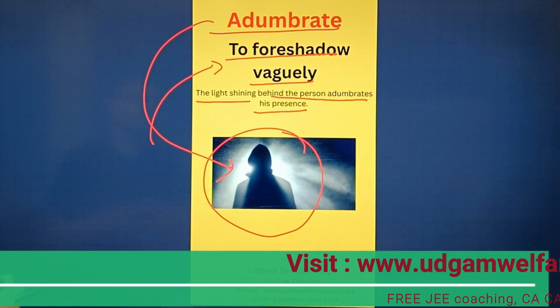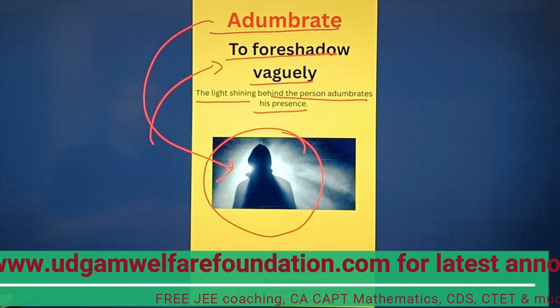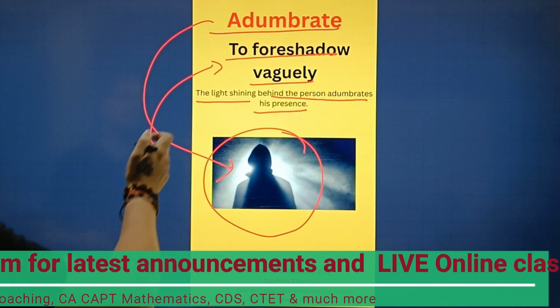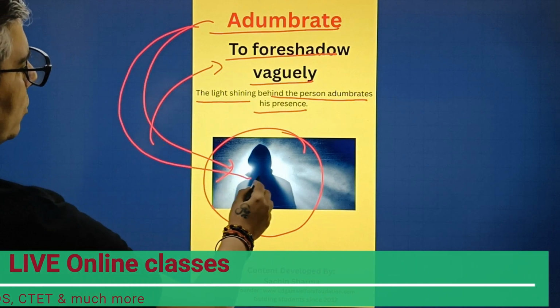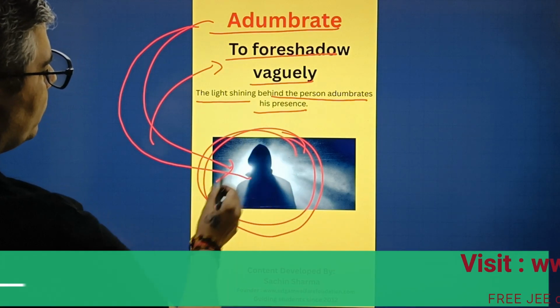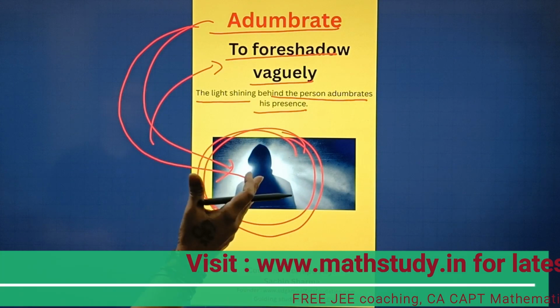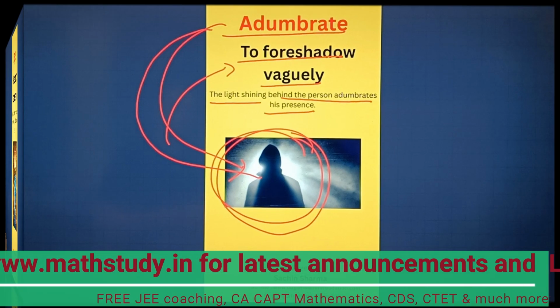So this is how you can learn the words quickly. So how can you link this particular word with this particular picture? Adumbrate. You can simply link this picture with this word adumbrate, where the picture is not clear, unclear. Now let's move towards our next word.